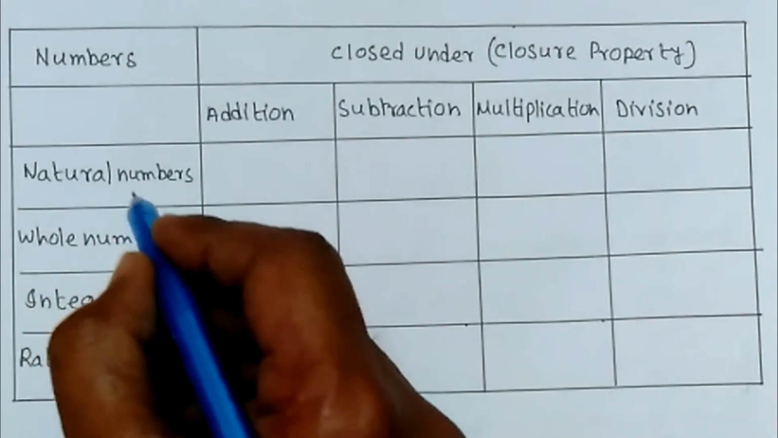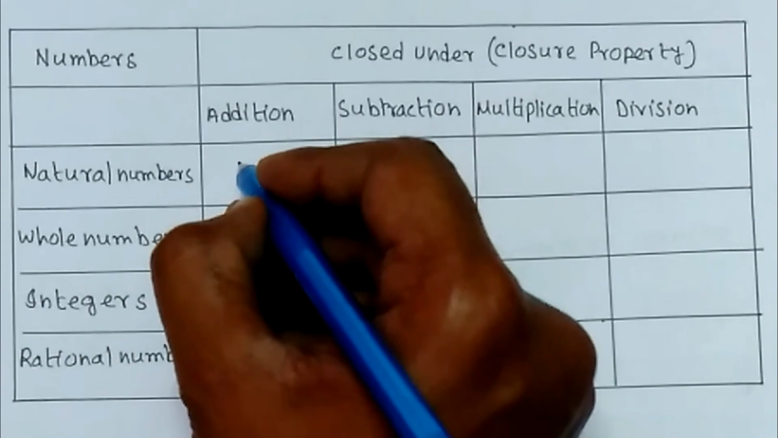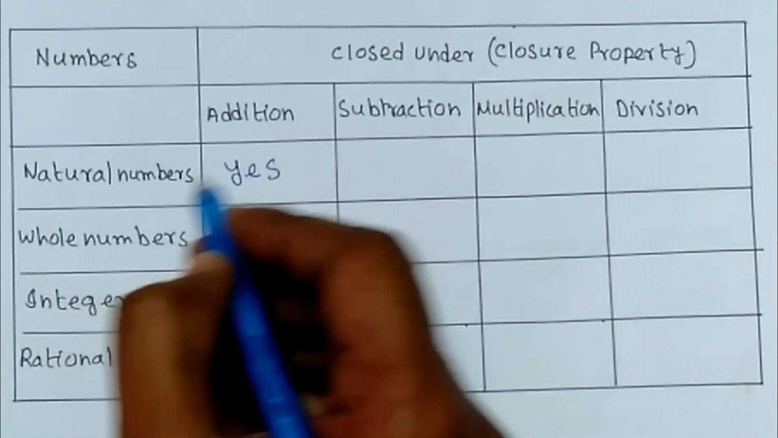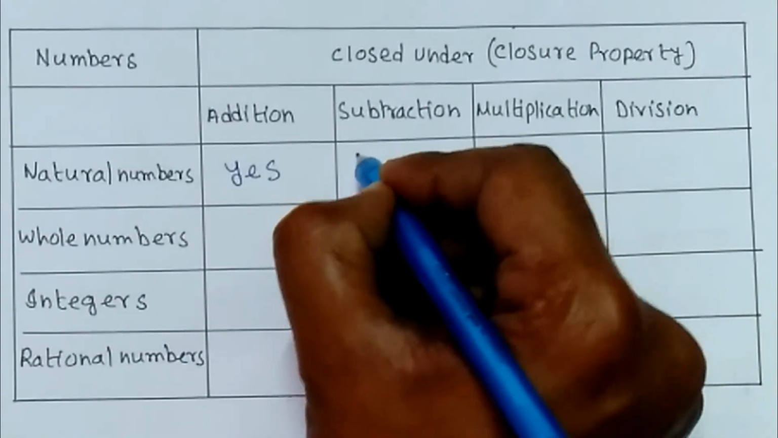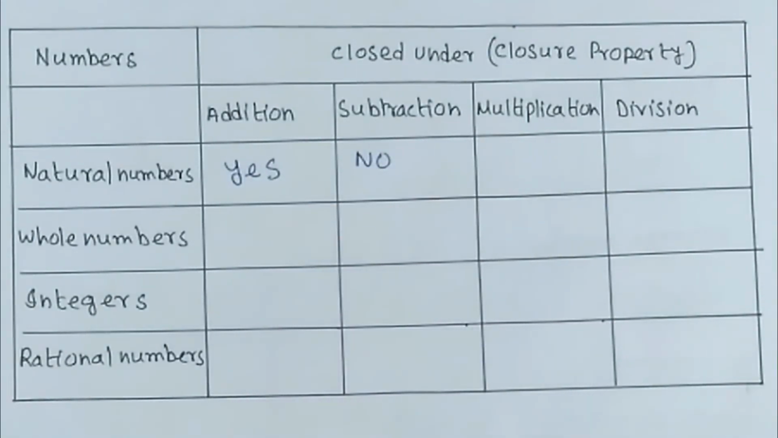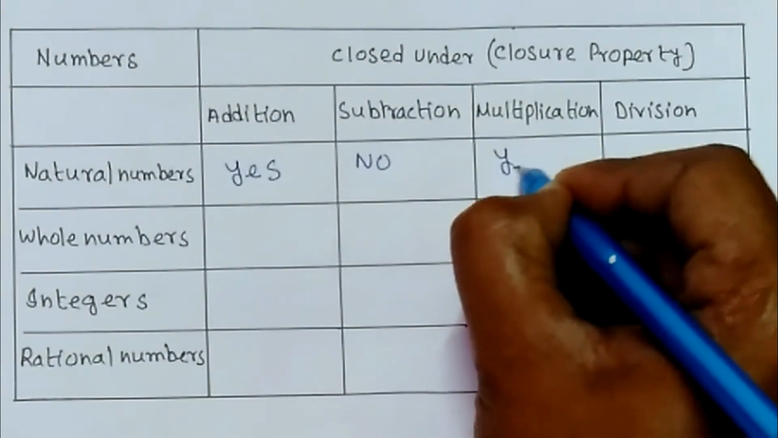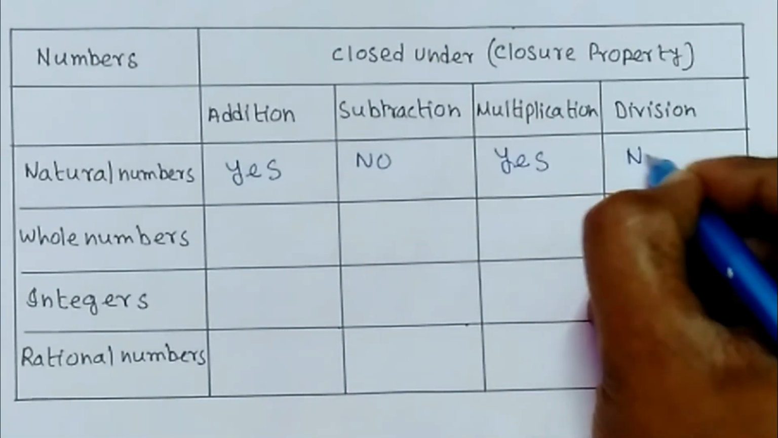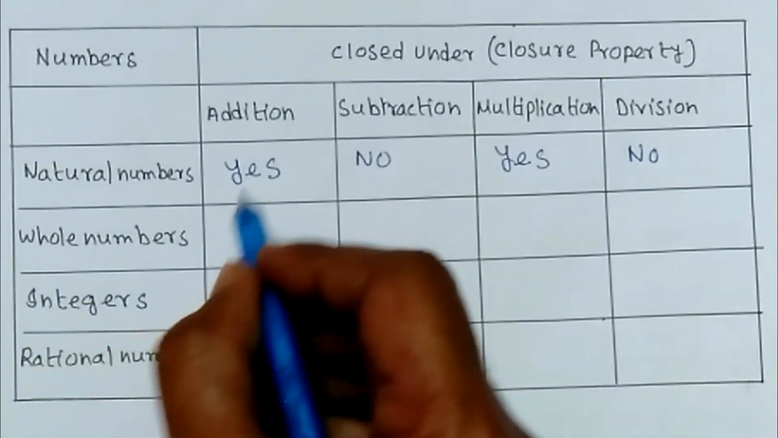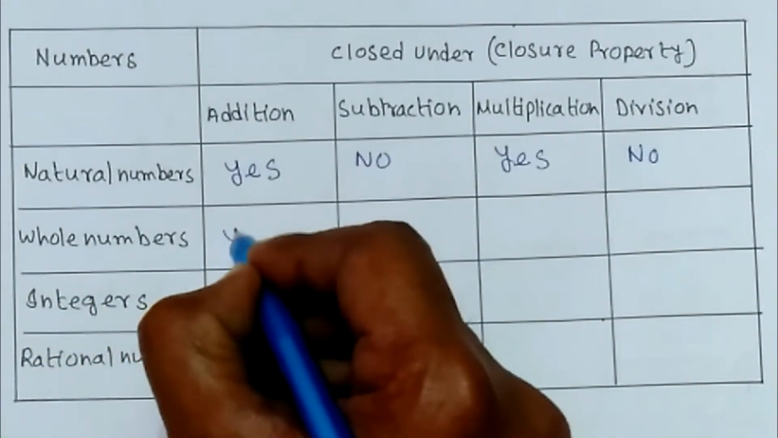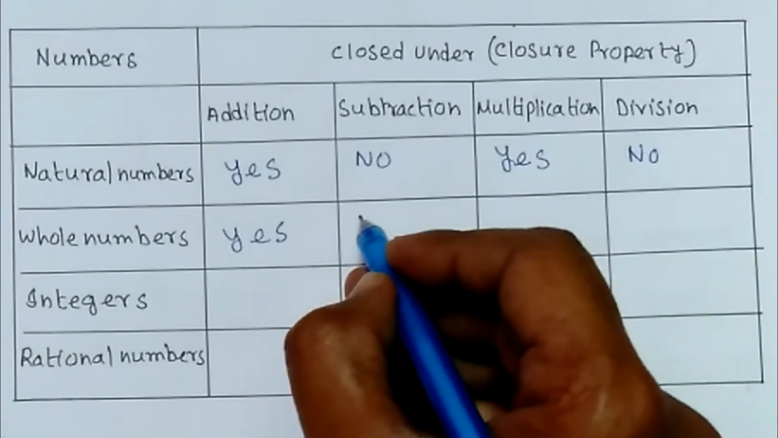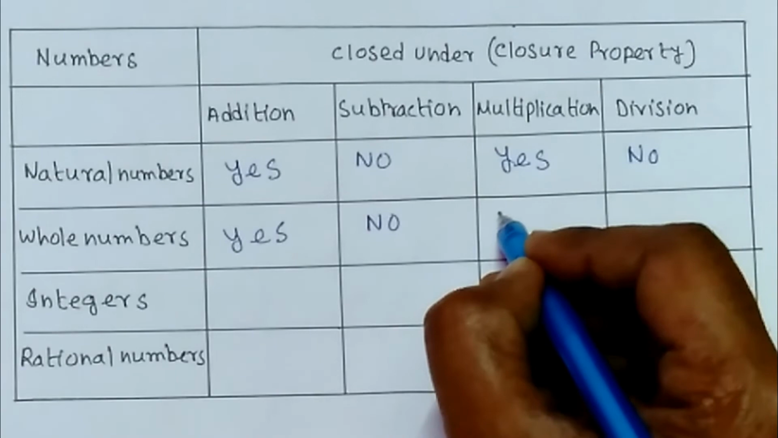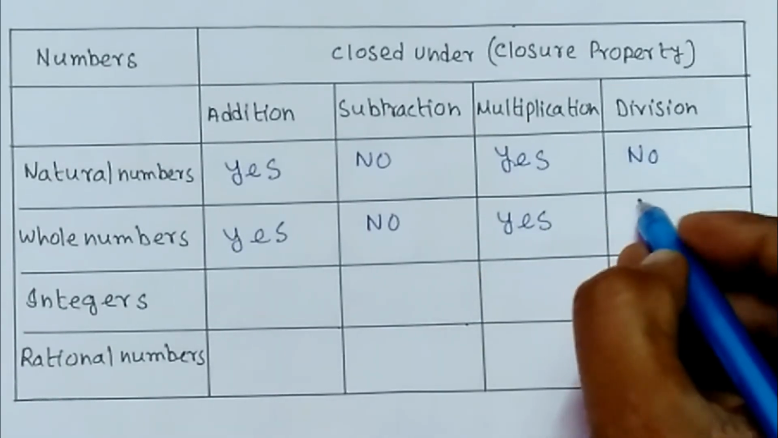So we have natural numbers are closed under addition. Yes. Are natural numbers closed under subtraction? No. Are natural numbers closed under multiplication? Yes. Natural numbers are not closed under division. So no. Whole numbers are closed under addition? Yes. Whole numbers are closed under subtraction? No. Under multiplication? Yes. Under division? No.